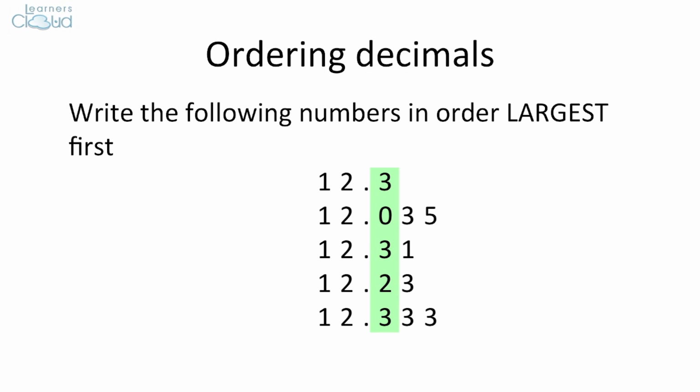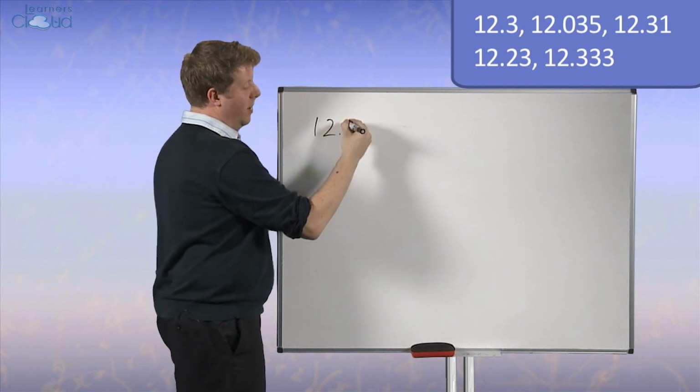Now, if we take a look, then 12.3, 12.31 and 12.333. Well, we're going to have to look to the hundredths column now. Now in 12.3, there's no number in the hundredths column, so that's 0. 12.31, there's a 1 in the hundredths column, but 12.333 has a 3 in the hundredths column. So that will be our largest number.